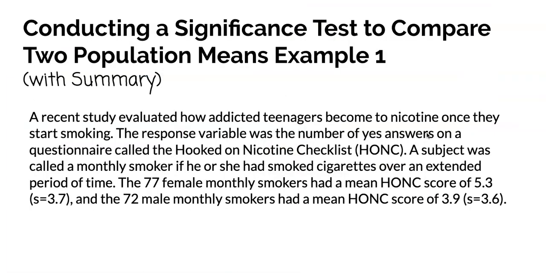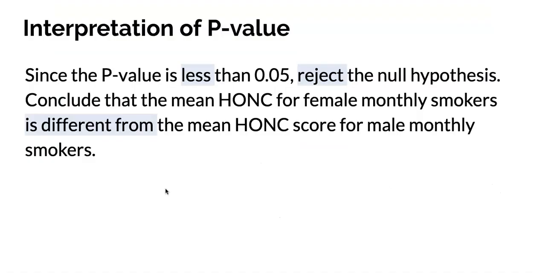Oh yes, take a look at the sample size. 77 female students and 72 male monthly smokers. So we had well over 30 for each of these groups. Because of the big sample size, using the central limit theorem, we can still approximate that the sampling distribution of these differences is going to be approximately normal. So okay, that works.